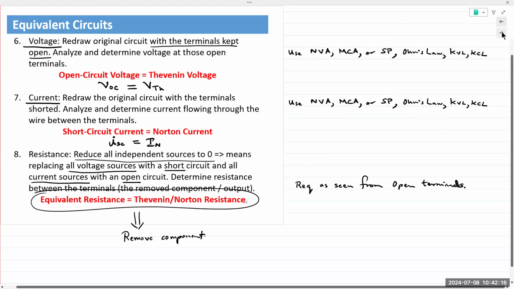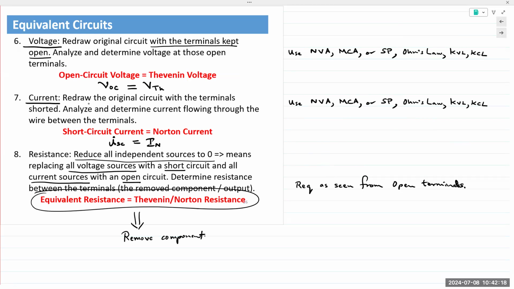For Norton current, you redraw the original circuit with the terminals shorted, meaning once you establish your terminals of analysis, you short out those terminals to allow current to flow through, and then you analyze and determine the current that is flowing through those terminals, and that would be your Norton current.